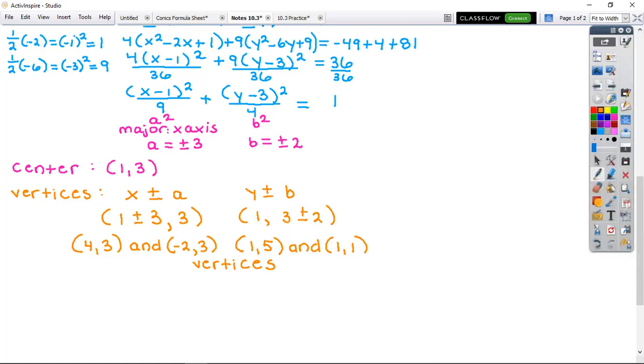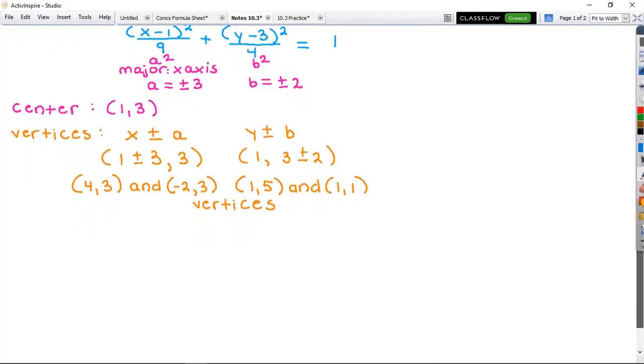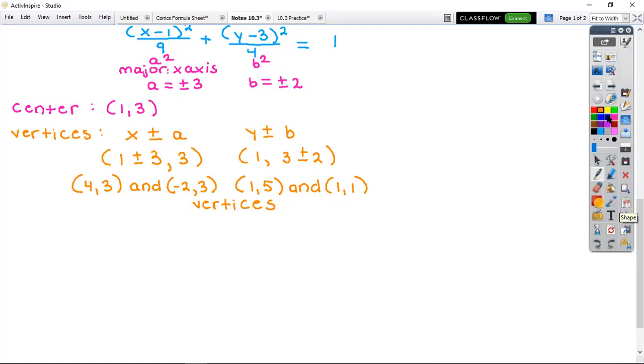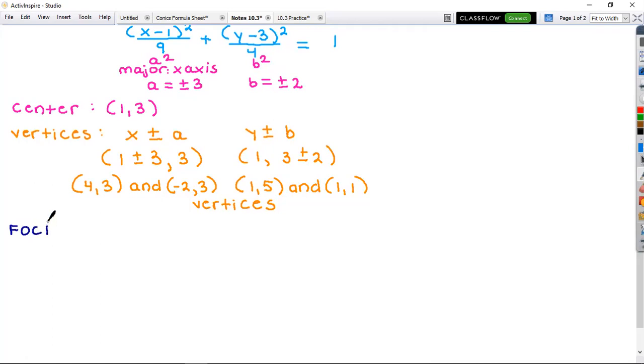So what remains before I create the graph is to calculate my foci. So to do that part, I am going to use a formula. I need the C value to do this. So you're going to use a version of Pythagorean theorem. So on the front, well, above on your notes, we're going to use C squared is equal to A squared minus B squared.